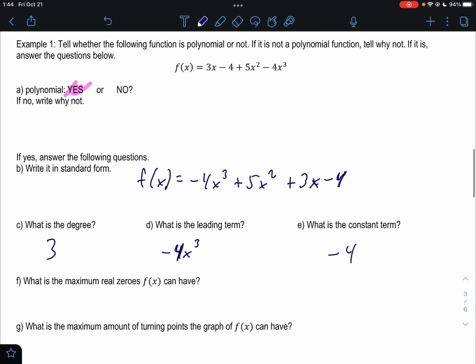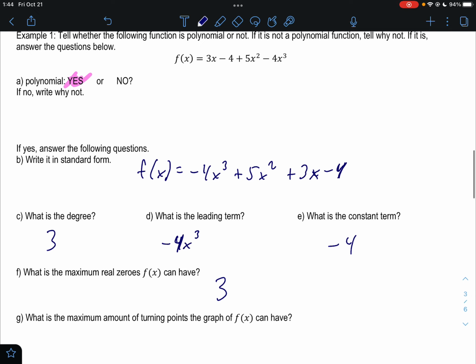So what we just learned in the last slide, what is the maximum real zeros it can have? Well, it's equal to the degree, so this case would be 3. The maximum amount of turning points would be 1 less than the degree, so that would be 2.